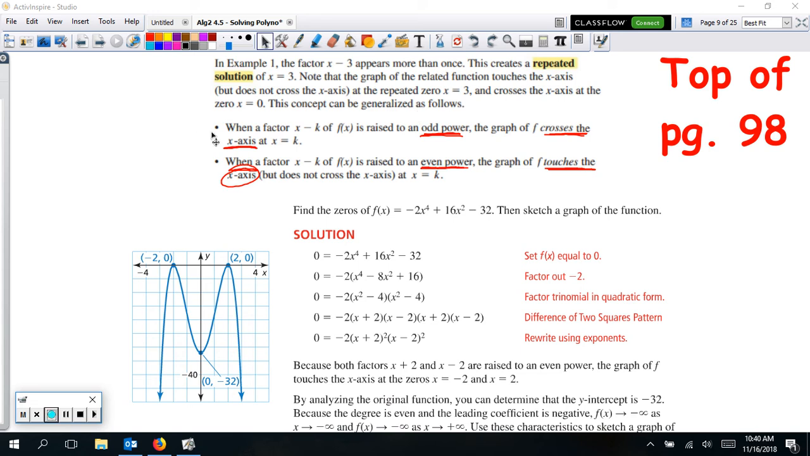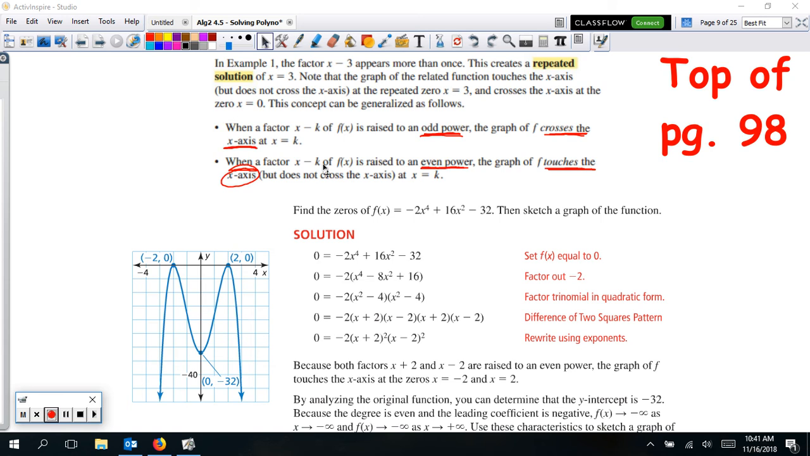But what I want you to really write down are these 2 bullet points next to that. So this is really what you need to copy down here on the top of page 98. If you look down at the example, here's an example of a repeated solution. Once they finished solving this, you can see their answer has x plus 2 squared and x minus 2 squared. So there's 2 of those, and the exponent is 2 on both of them. It's an even power.